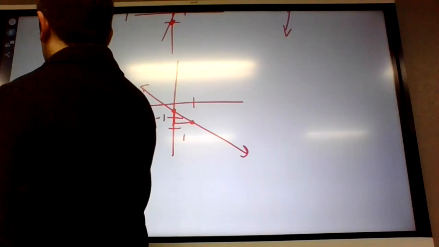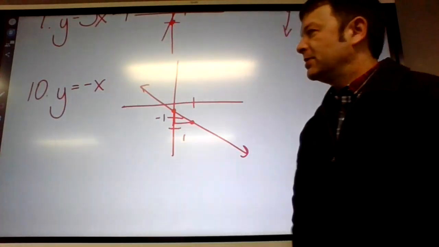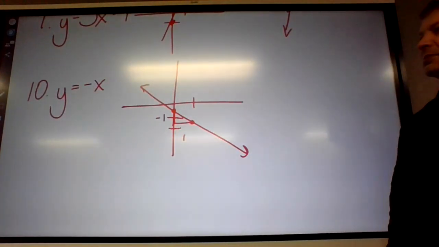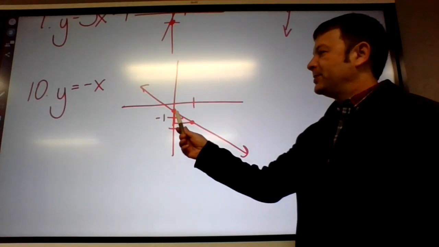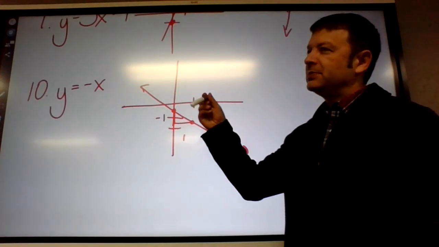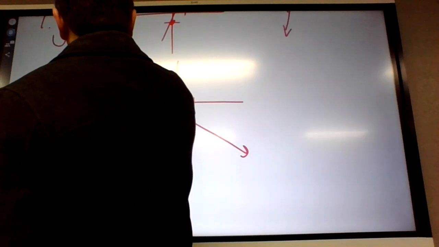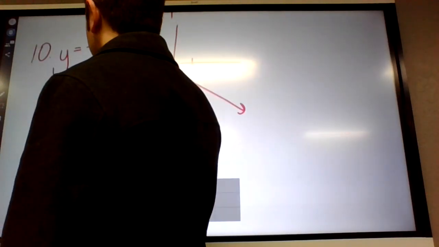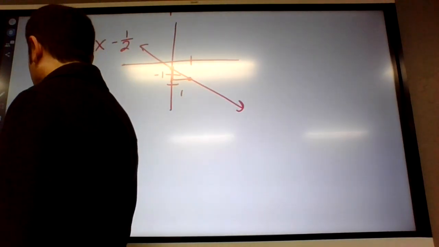Now, when the slope is -1, you don't have to write the 1. Negative x. And what's the y-intercept? Negative 0.5. Negative a half. We don't usually use decimals on this, although I wouldn't count it wrong.